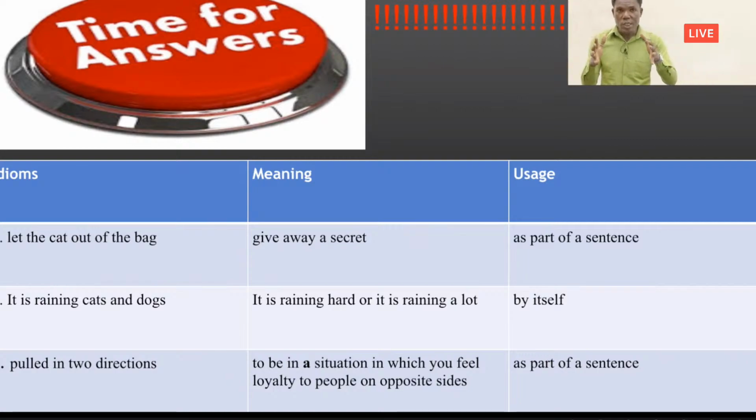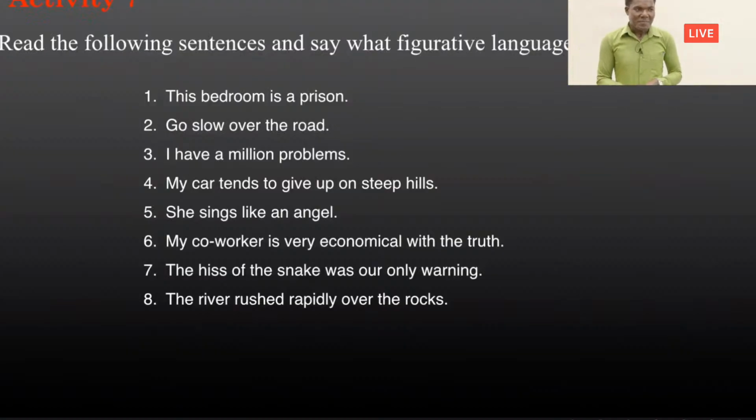And that is, for usage, a part of a sentence, right? Because it can't really stand on its own as it is, because it doesn't have a subject. Right, let's go to the next slide.